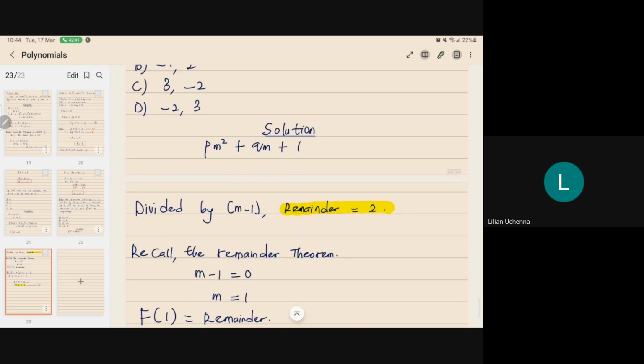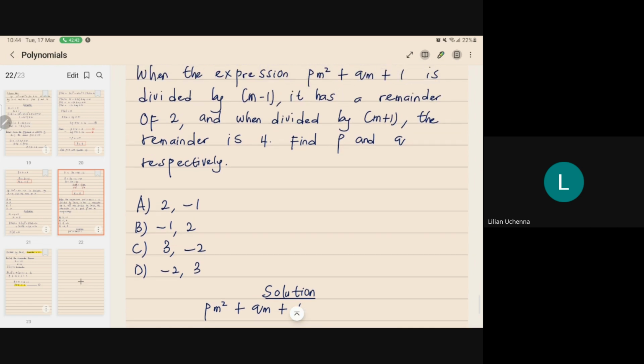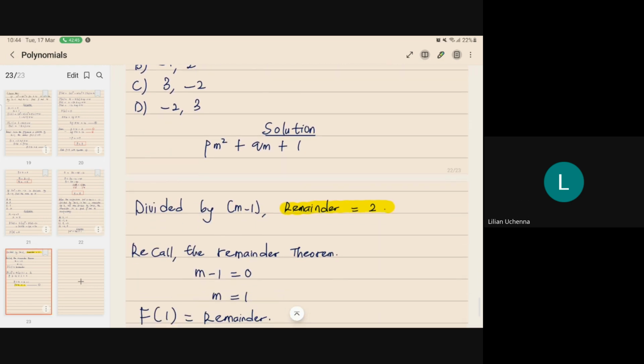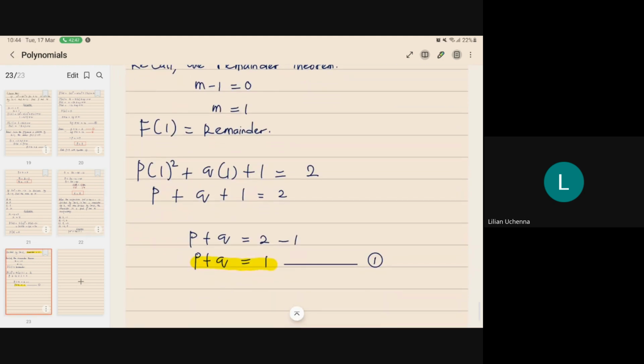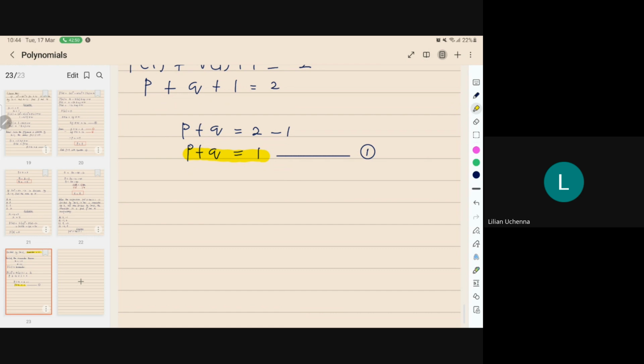So the next one, it says that if it is divided by m plus 1, that the remainder is going to be what? 4. All right. So we have divided by m plus 1, right? That the remainder.